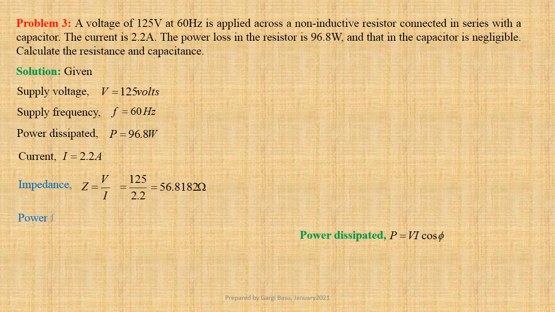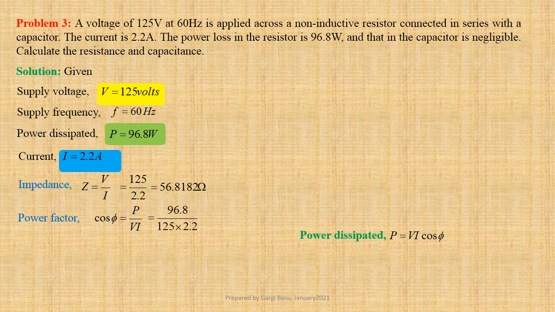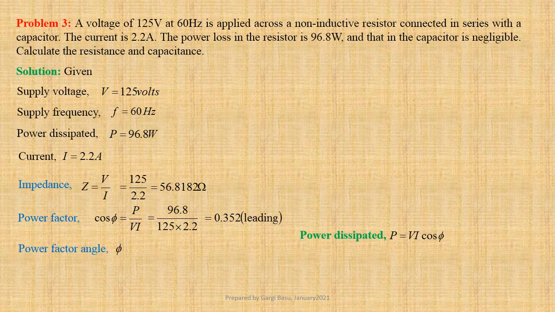We know the expression for power lost P equals VI cos phi. Therefore, power factor cos phi equals P divided by V into I. Putting values we get 96.8 divided by 125 into 2.2, that gives us 0.352 leading. Power factor angle phi equals cos inverse 0.352, that gives us 69.3903 degree.